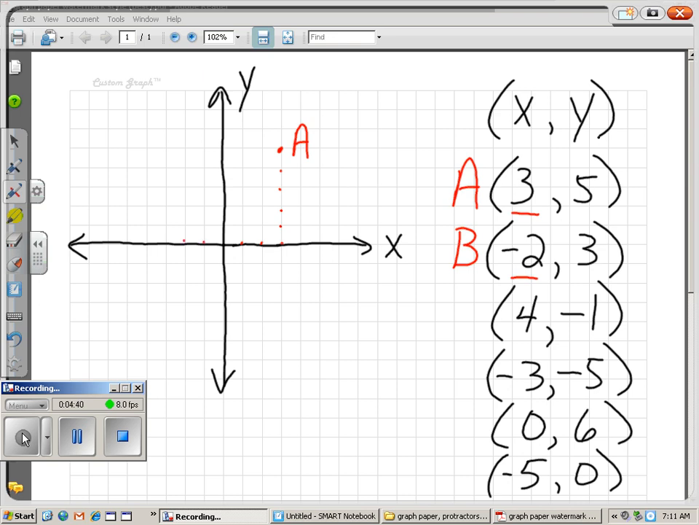And the 3 is my y-coordinate. That tells me to go up or down. Since it's a positive 3, I want to go up 3 steps. So 1 step up, 2 steps up, 3 steps up, and there's my point B.